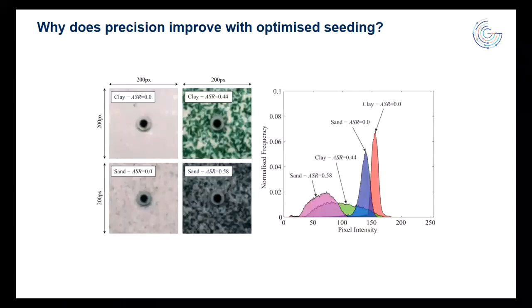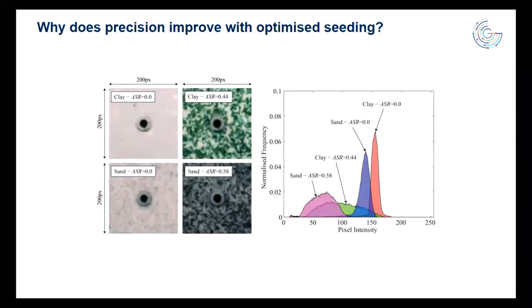Looking a bit more closely at why the precision improves with optimized seeding, what I've done here is I've taken 4 subsets from 4 different images with different seeding ratios. So on the left-hand side, no seeding; on the right-hand side, optimal seeding. And I've plotted histograms of the normalized frequencies of the pixel intensities across the subsets. And you can see the 2 big peaky values on the right-hand side are where we've got no seeding, and we've got a very narrow bandwidth of pixel intensities that are encapsulated in the subset.